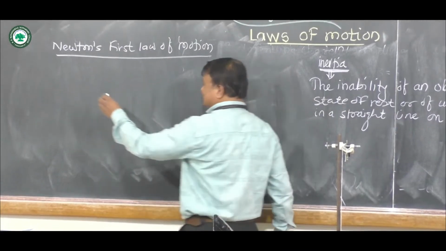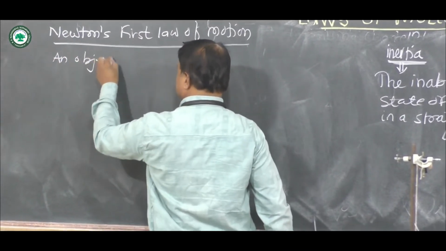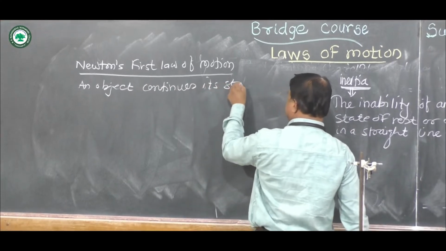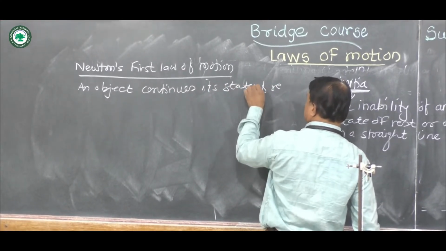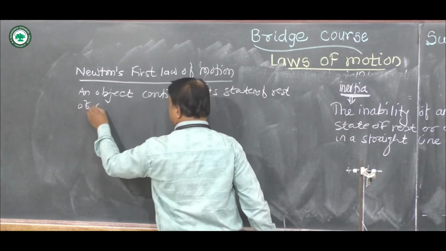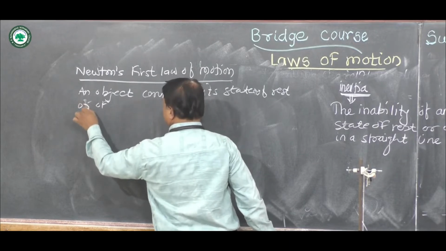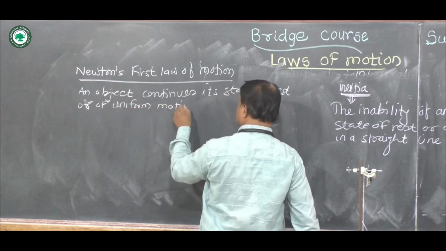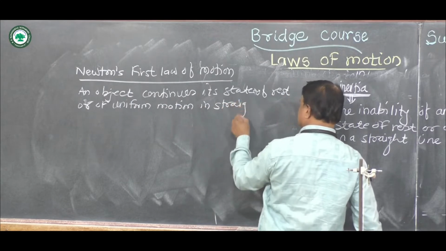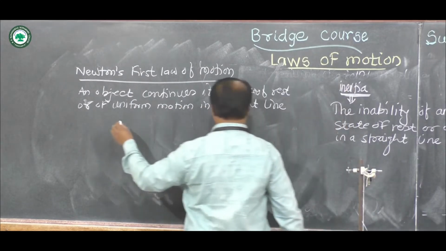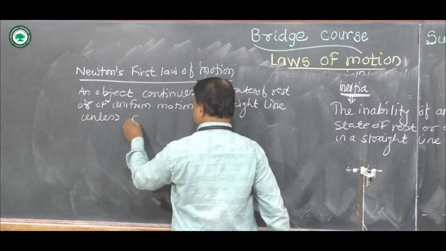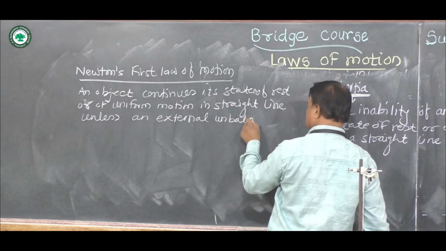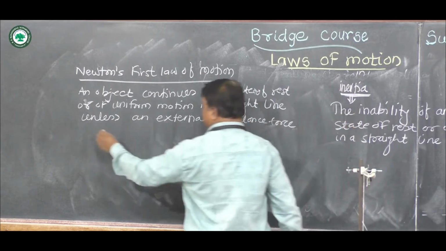So according to this, we can say that an object continues its state of rest or of uniform motion in a straight line unless an external unbalanced force acts on it.